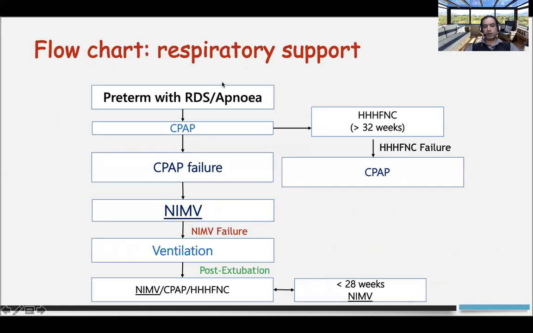Finally, a summary of respiratory support. Whenever a preterm baby has RDS or apnea, he is started on CPAP. If there is CPAP failure, then one should consider NIV. And only if there is NIPPV or NIV failure, then one should go on to ventilation. Post-extubation, especially in VLBW babies, NIV can be tried, and it has been shown to decrease the chance of reintubation.